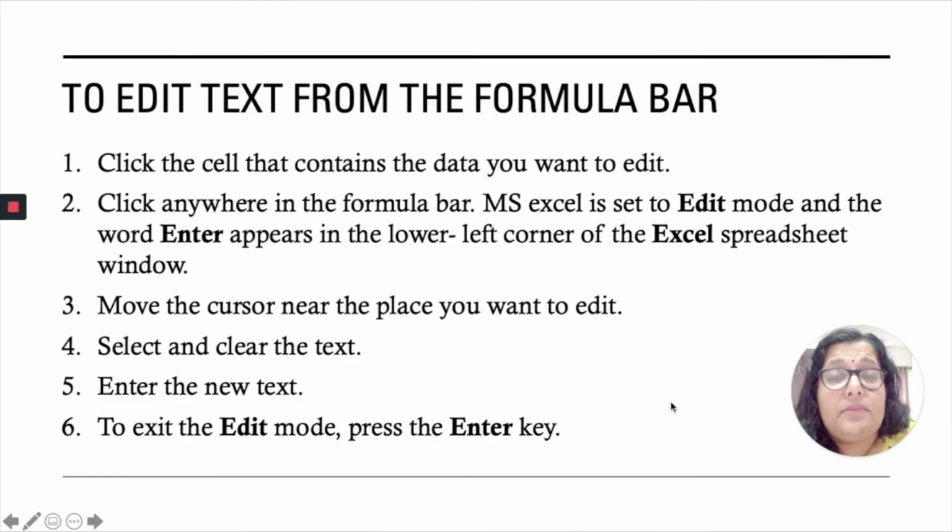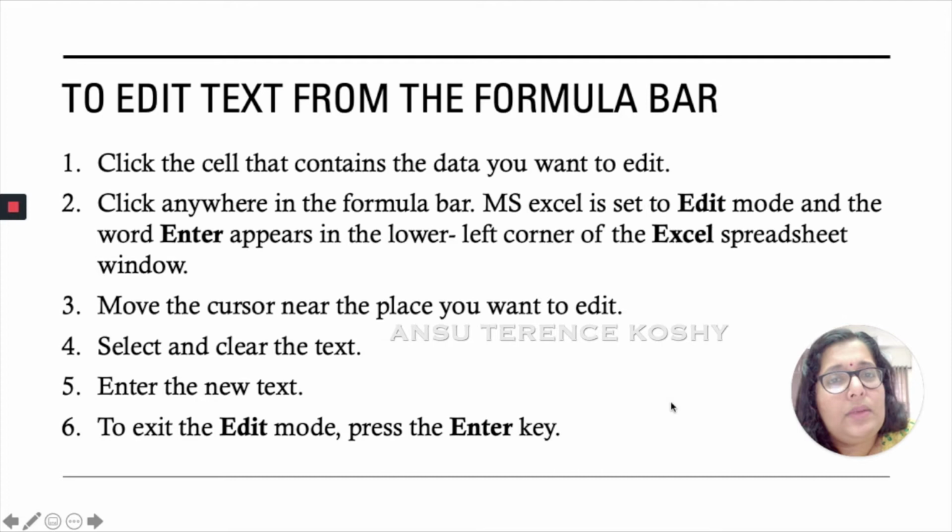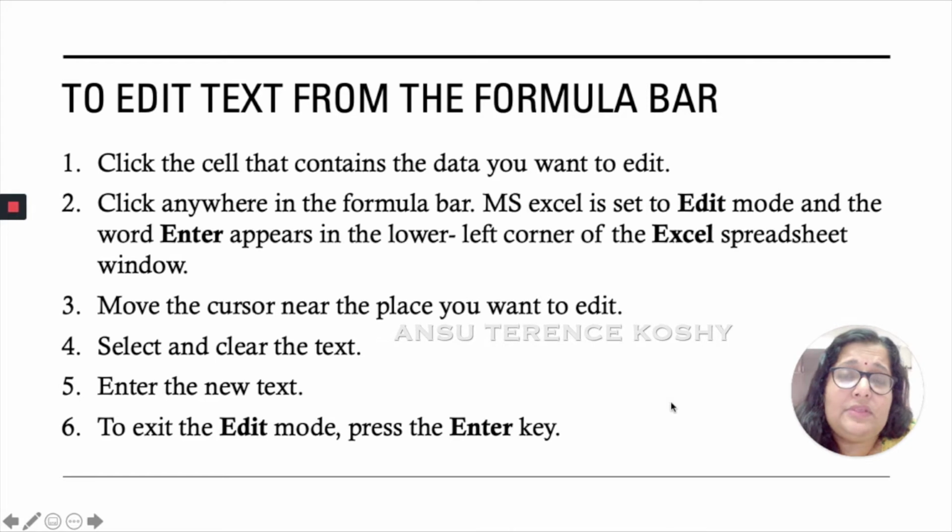How do you edit a text from the formula bar? Click the cell that contains the data you want to edit. You have to first click the cell that has the data that you want. Click anywhere on the formula bar. Instead of clicking on the cell here, you have to click on the formula bar. MS Excel is set to edit mode, and the word enter appears in the lower left corner of the Excel spreadsheet window. When you click anywhere in the formula bar, the cell goes into edit mode.